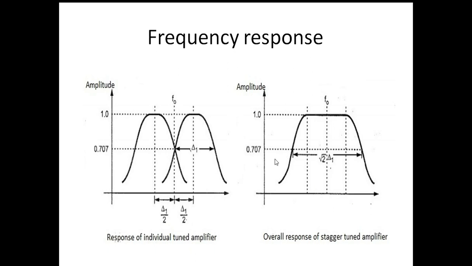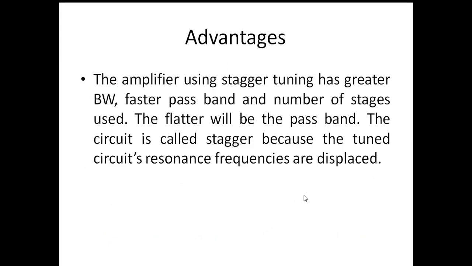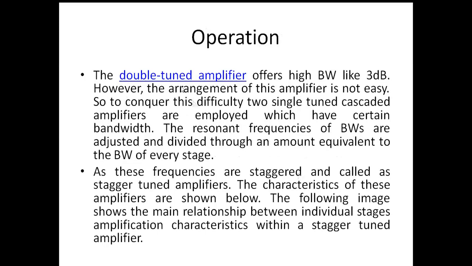Now the bandwidth is defined as the 0.707 amplitude of the overall amplitude, from here to here. This is FL, FH, and this is F naught. So FH minus FL gives the bandwidth. Here, the double tuned amplifier offers high bandwidth like 3 dB. However, the arrangement of this amplifier is not easy.